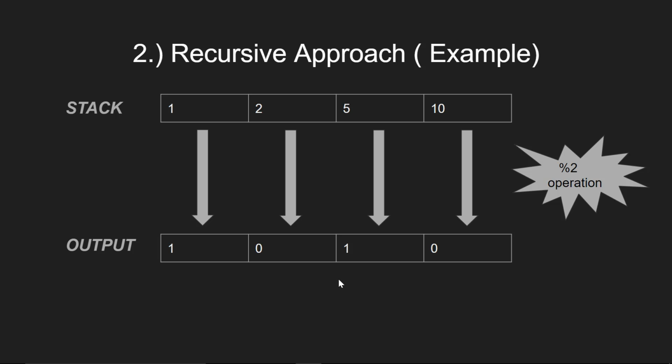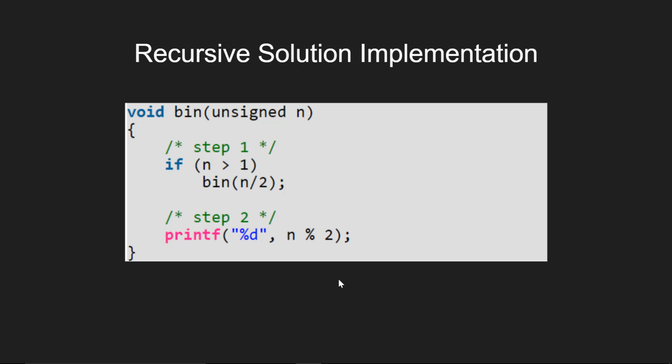Let's now quickly go through the code for this approach. Here in the recursive function termed bin, we take an unsigned integer n as an argument. Then we first check whether n is greater than 1. Then according to step 1, we call the same function, that is bin of n divided by 2. When n becomes less than or equal to 1, we enter step 2 and print the number modulo 2. Here it should be noted that the stack is implemented using the recursive function calls.